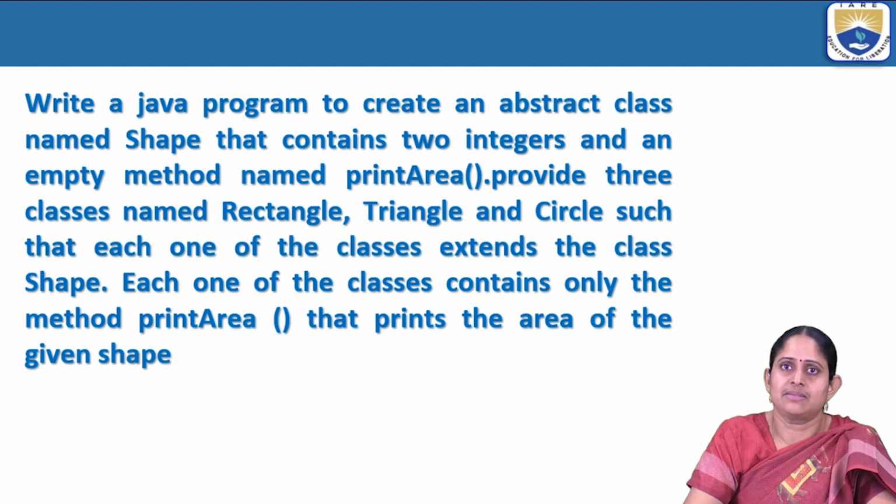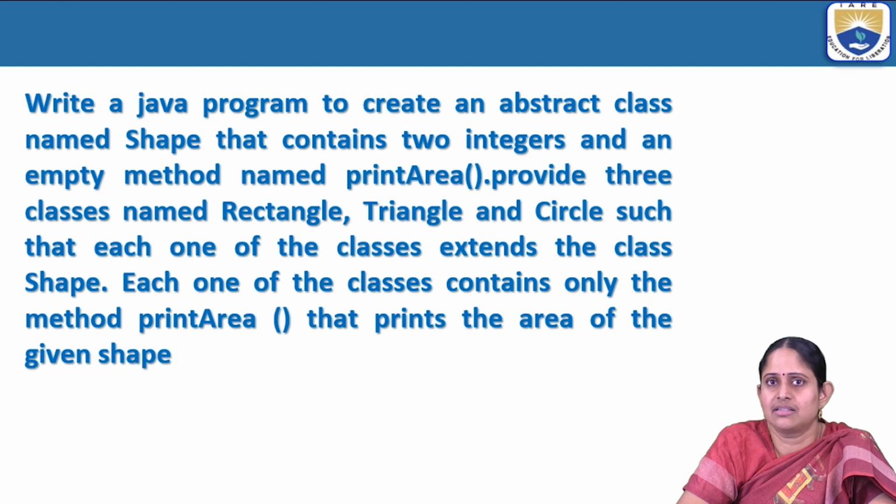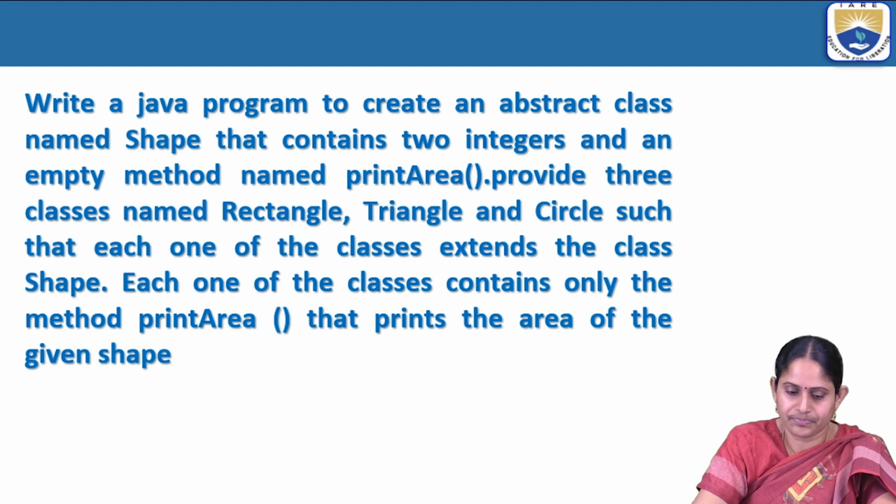Next program is to write a program to create an abstract class named shape that contains two integers and an empty method print area. Provide three classes, rectangle, triangle, and circle, such that each of the classes extends the class shape. Each one of the classes contains only the method print area that prints the area of the given shape.